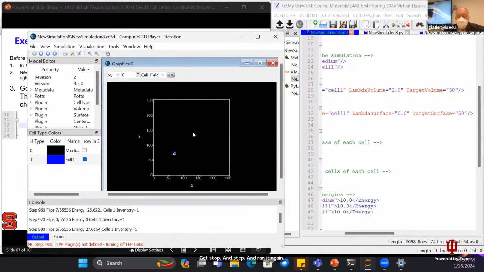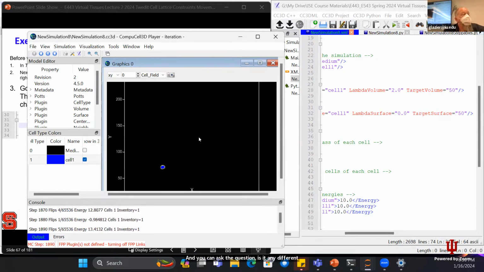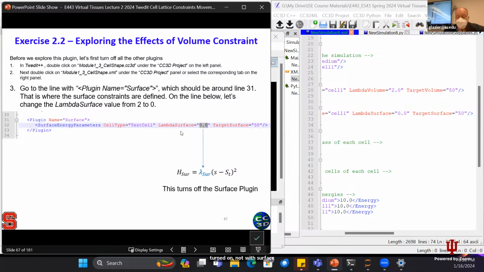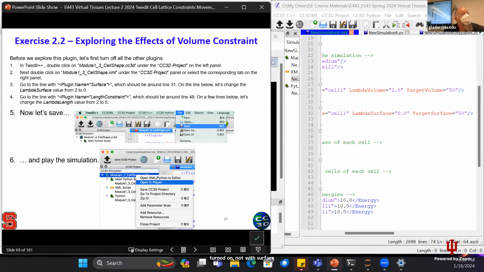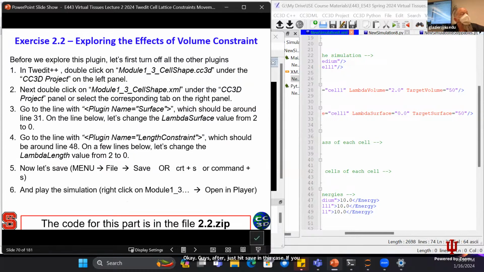And you can ask the question, is it any different? Maybe yes, maybe no. But you've now run the simulation with the volume, surface, and length turned on, and now you're running it with just volume and length turned on, not with surface. Okay. You always have to remember to hit save. In this case, if you closed the player and opened it again, that would be different.